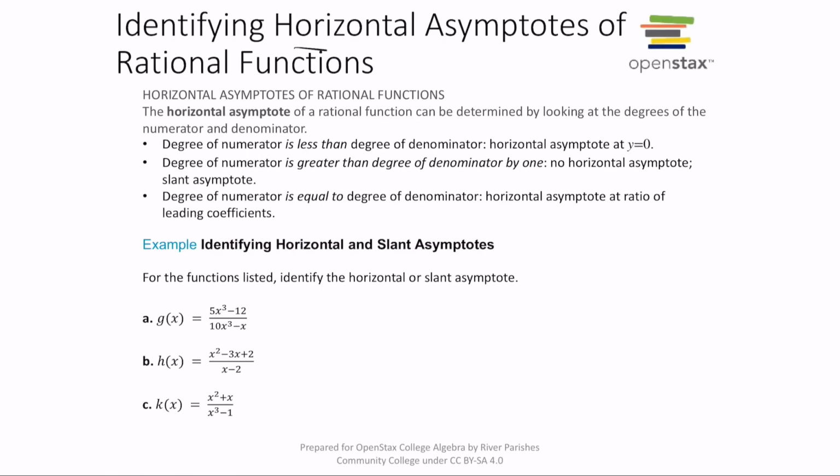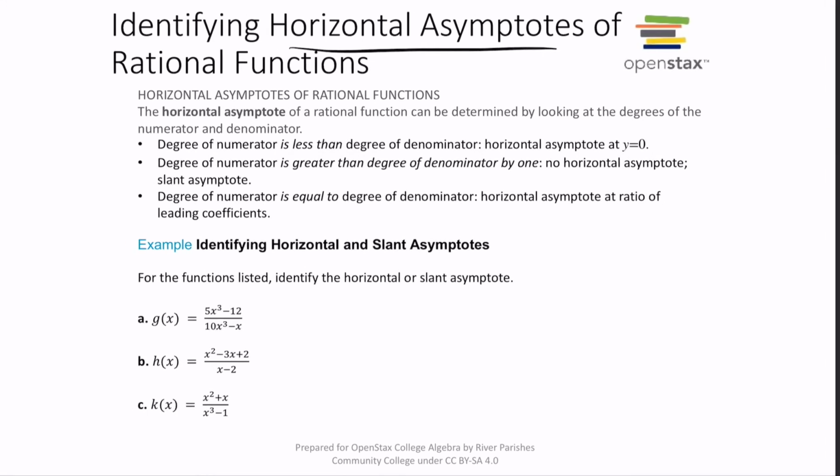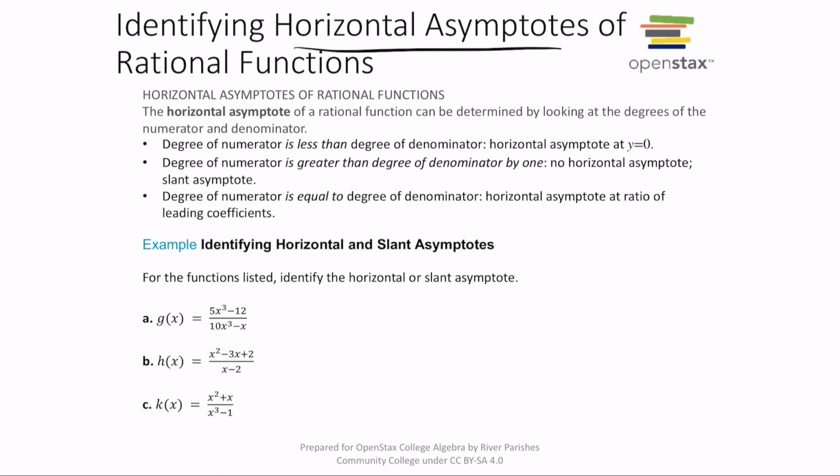Next, let's find the horizontal asymptotes. Remember that there is no specific way to actually find the horizontal asymptote. We generally use three main principles here. We can determine it based on the degree of the numerator. If the degree of the numerator is less than the degree of the denominator, then the horizontal asymptote is y equal to 0.